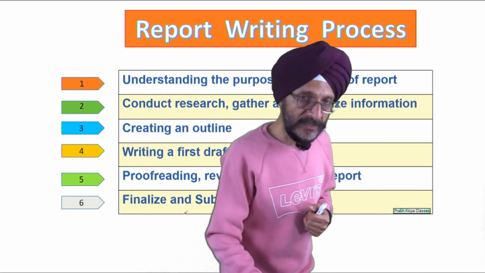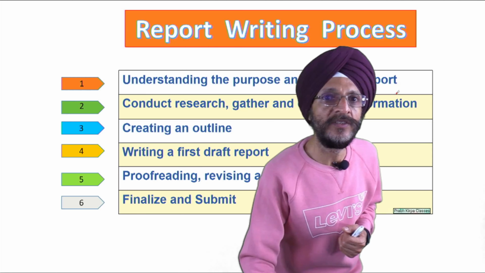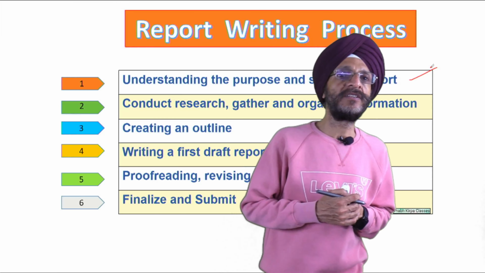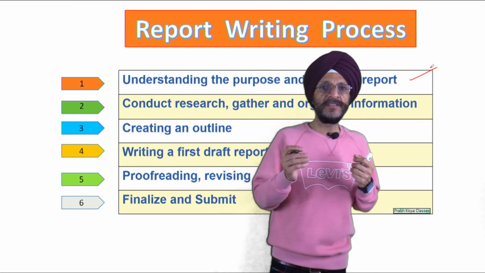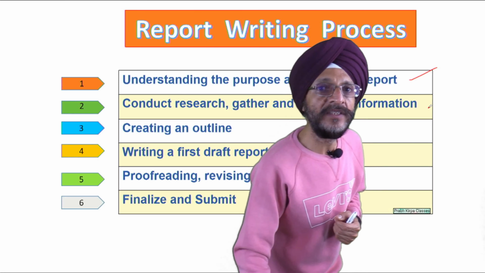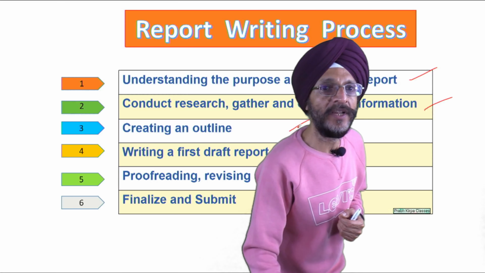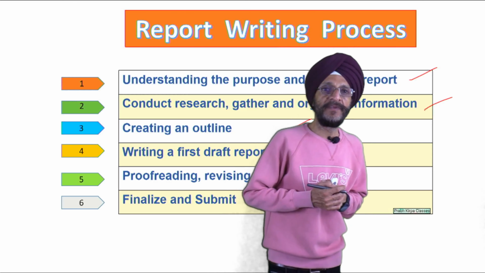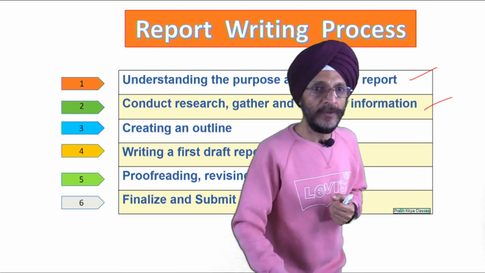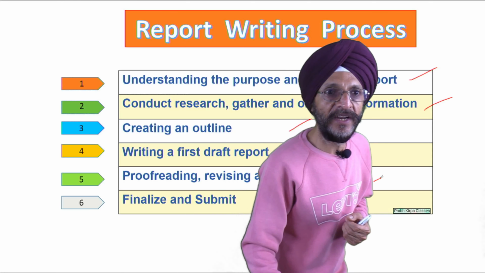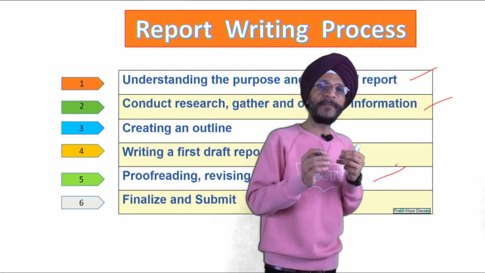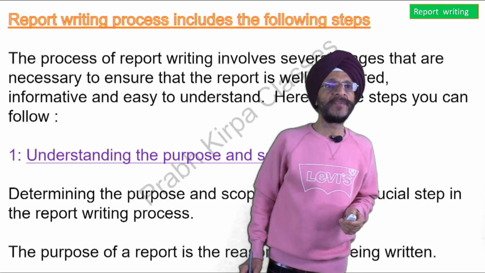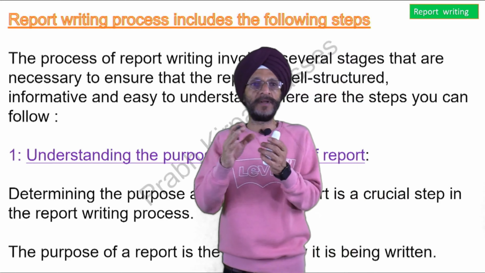First is understanding the purpose and scope of report. Second step is conduct research, gather and organize information. Then the next step is creating an outline. Then writing a first draft report. Fifth step in report writing process is proofreading, revising and editing report. And the final step in report writing process is finalize and submit. We will discuss each of these steps one by one.